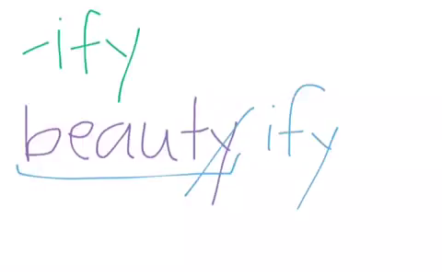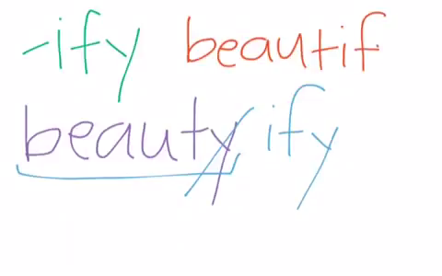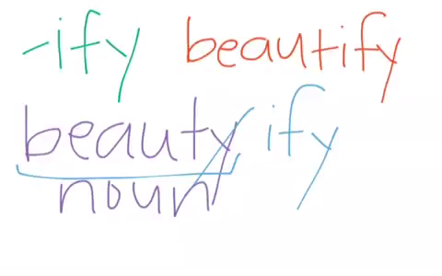Lastly, we have ifi. So we have our base word here is beauty. So we have our drop the Y, and then we have our ify here, or drop the Y rule. So our new word is beautify. So again, beauty here, our base word is a noun. And now we're saying to beautify, to make something beautiful. So now it is a verb, to beautify.